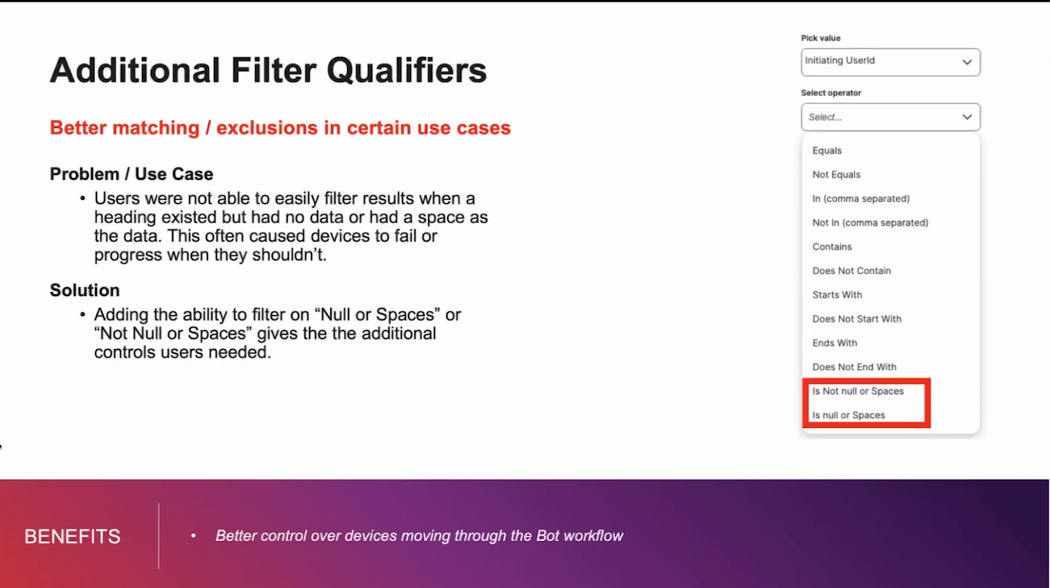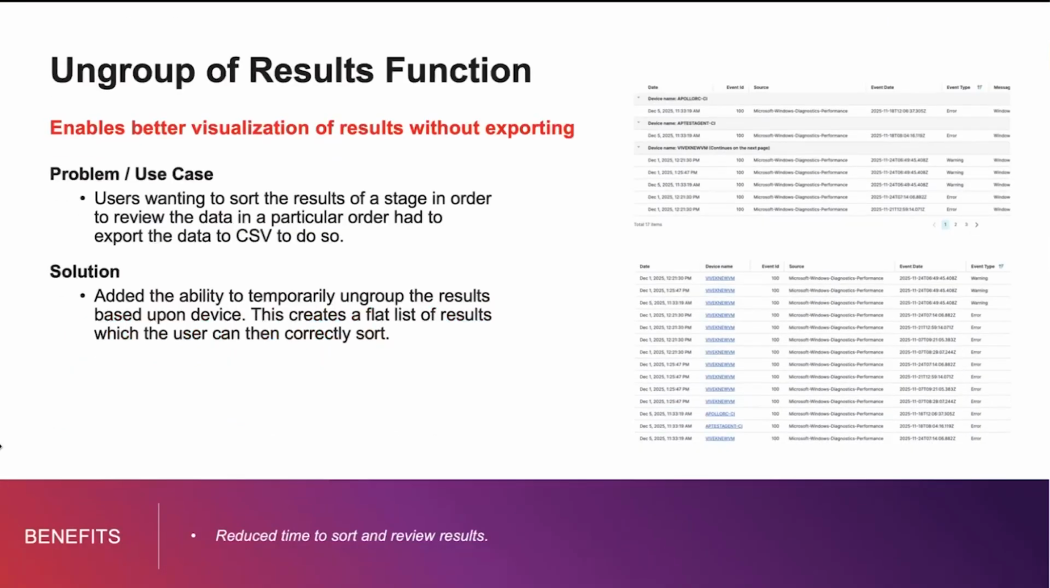Okay, so the next is another idea that came in on the portal, and this is around the operators that we support within filters. Sometimes it can be really useful to just say is not null or space or is null or space. As we're looking at working with this extended set of attributes available within inventory, the need to have a more flexible filter set is key to get the best out of the data, as well as working with APIs. And so we have those additional operators now as well.